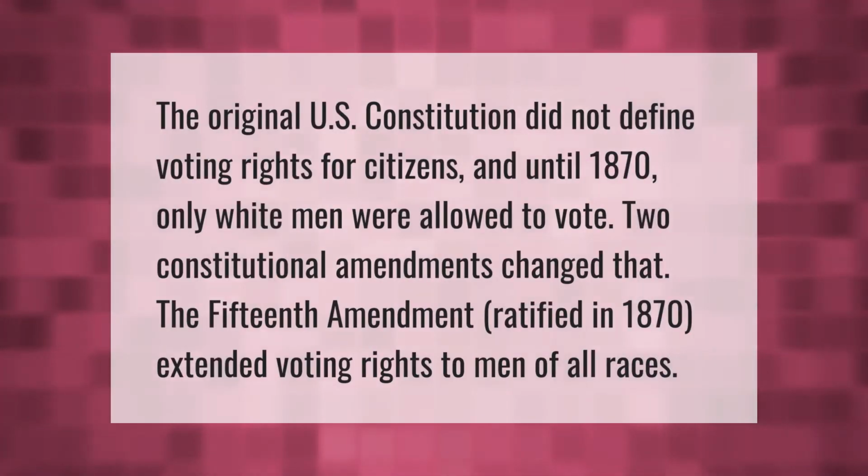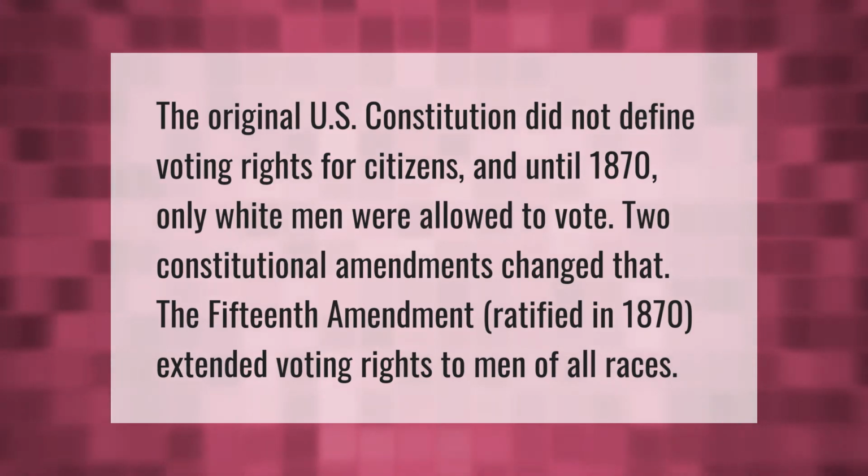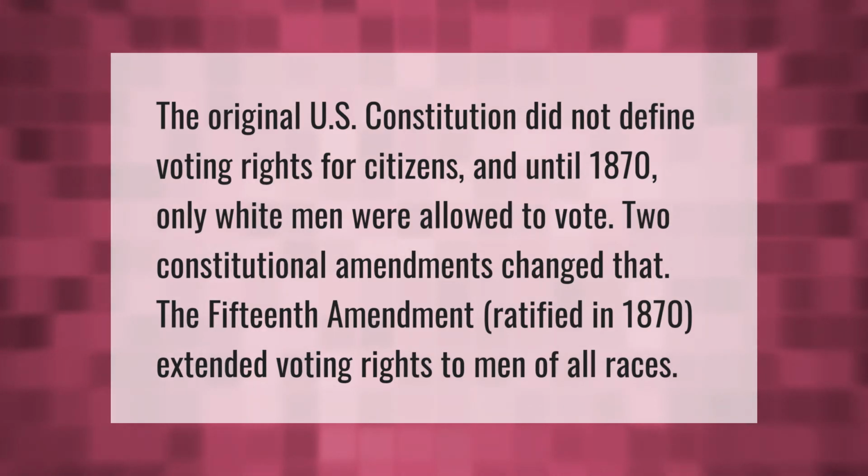The original U.S. Constitution did not define voting rights for citizens, and until 1870, only white men were allowed to vote. Two constitutional amendments changed that. The 15th Amendment, ratified in 1870, extended voting rights to men of all races.